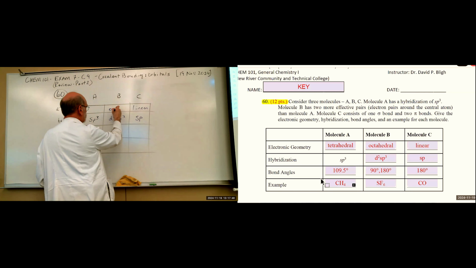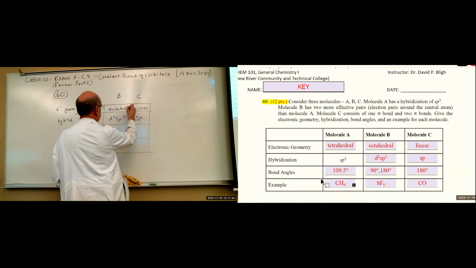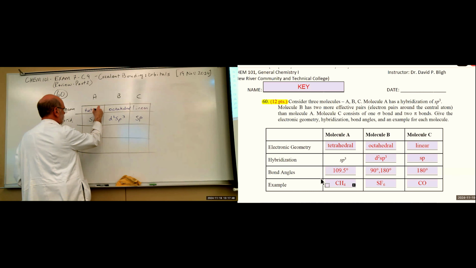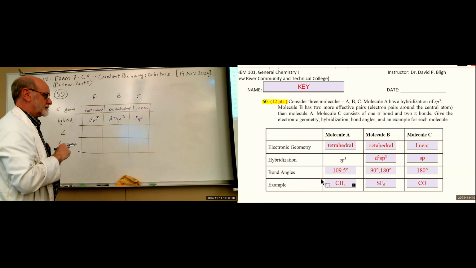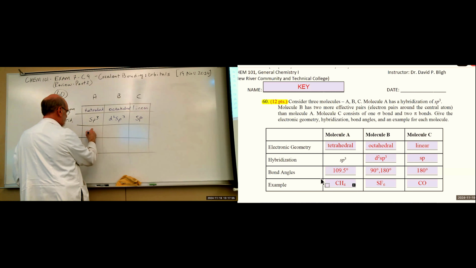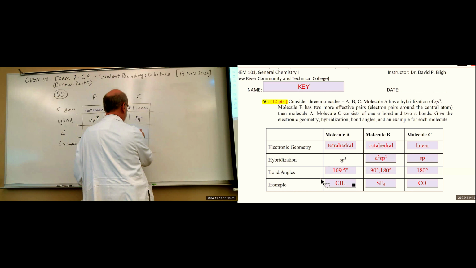This one's going to be octahedral electronic geometry. And sp3 is tetrahedral. Okay, we got that much done. Bond angles. For tetrahedral, nominal bond angle is 109.5 degrees. sp is obviously 180.